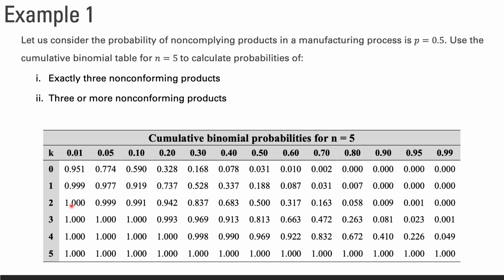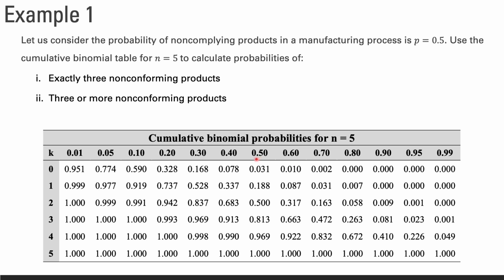But this is not exactly that, because this is cumulative. For example, the value for 2 represents the probability of finding 2 or less than 2, so from 0 until 2 non-conforming products. And for 3, this value represents all the probabilities of finding less than or equal to 3 non-conforming products.